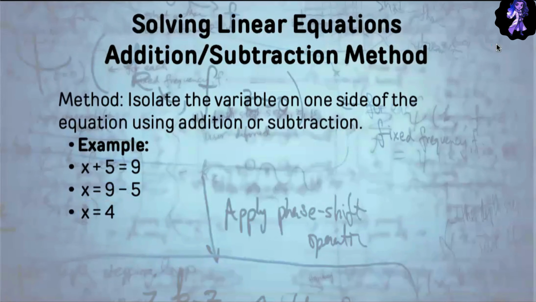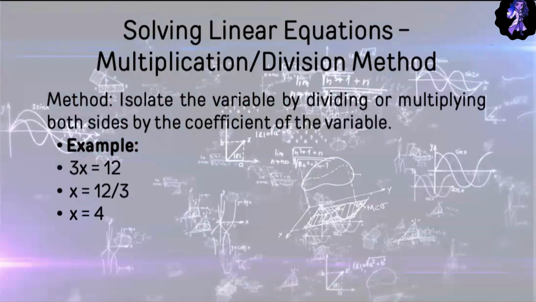Now let's take a look at multiplication and division. I want to preface this by saying that addition and subtraction are opposite operations of one another, and multiplication and division are opposite operations of one another. Keep that in mind when solving equations, and this will help you solve problems better. For example, when you have an equation like 3x equals 12, we have multiplication on the left side. That means that the opposite of multiplication is going to be division.